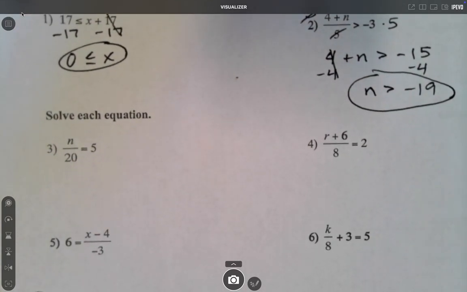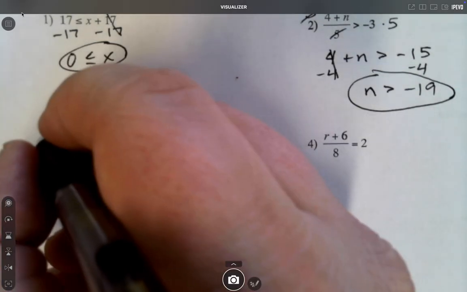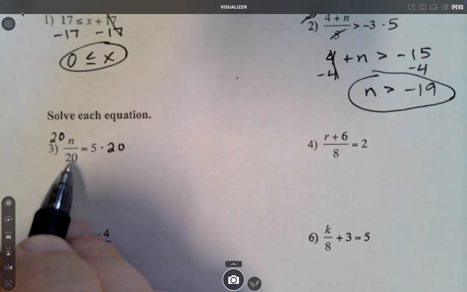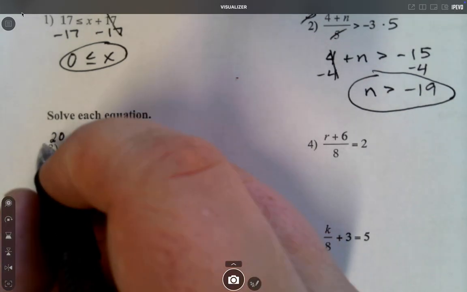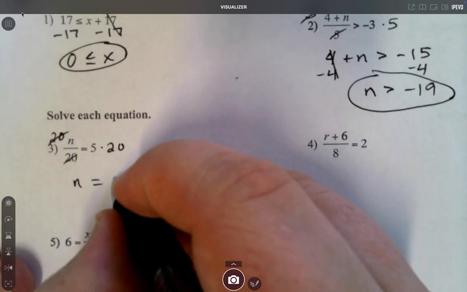Number 3, n is being divided by 20, so we need to do the opposite of that and multiply both sides by 20. So again, the reason this cancels is this 20 is on top, this is on the bottom. So it's really 20 divided by 20, which is equal to 1. And 5 times 20 is 100.